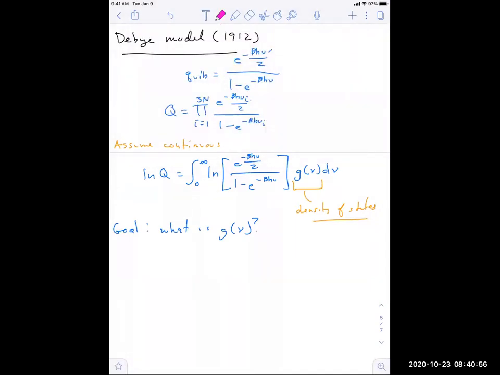So if we recall Einstein's model a bit, another way to think about his model. He assumed that every frequency was equal to a single frequency, the Einstein frequency, within a given material. So he's essentially saying that the density of states is related to a delta function, where if the frequency is equal to Einstein's frequency, that turns on that mode, and if it's not, then it turns off.